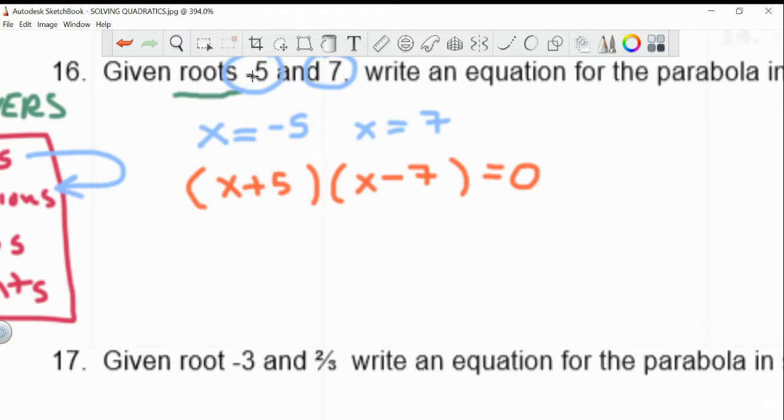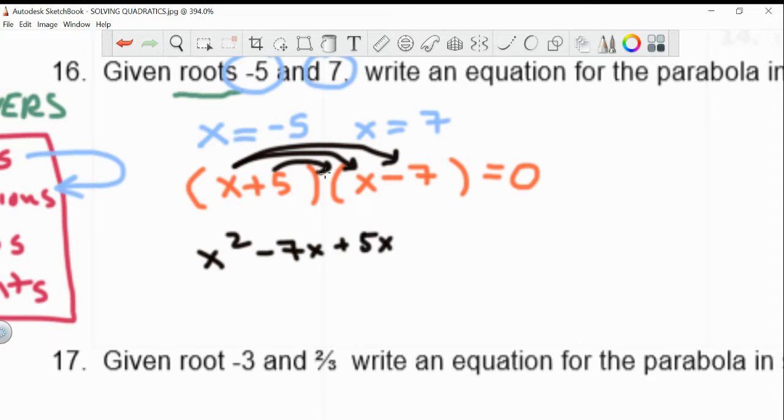We've got our roots, which are solutions, which means these are solutions. We turn the solutions into factors, and now we need to just FOIL it. X squared, -7x, plus 5x, -35. We need to combine these middle two like we always do.